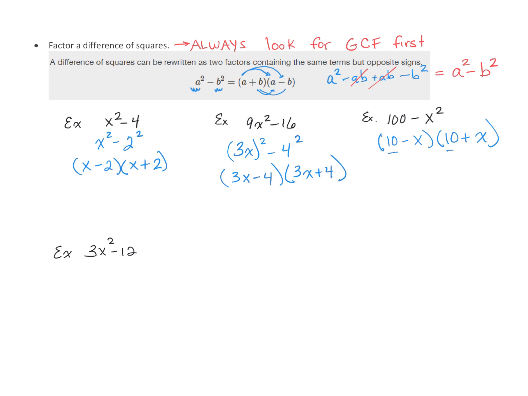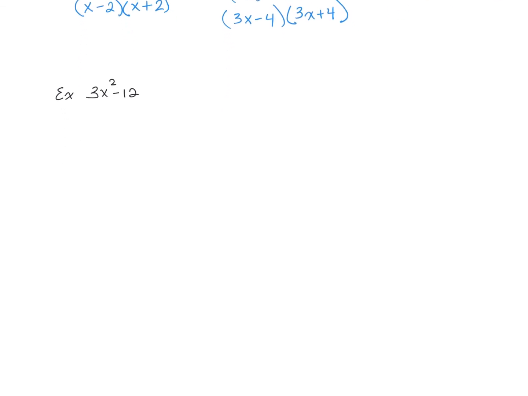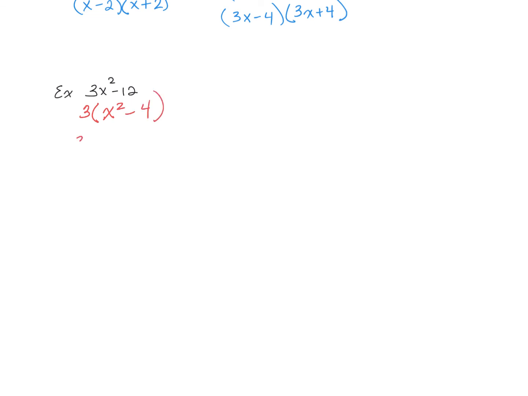Last example here for difference of two squares is 3x squared minus 12. Well, 3 is not a perfect square, but maybe it's a greatest common factor, which in this case it is. So we'll factor that 3 out. That will leave us an x squared minus 4, and then an x minus 2, x plus 2.